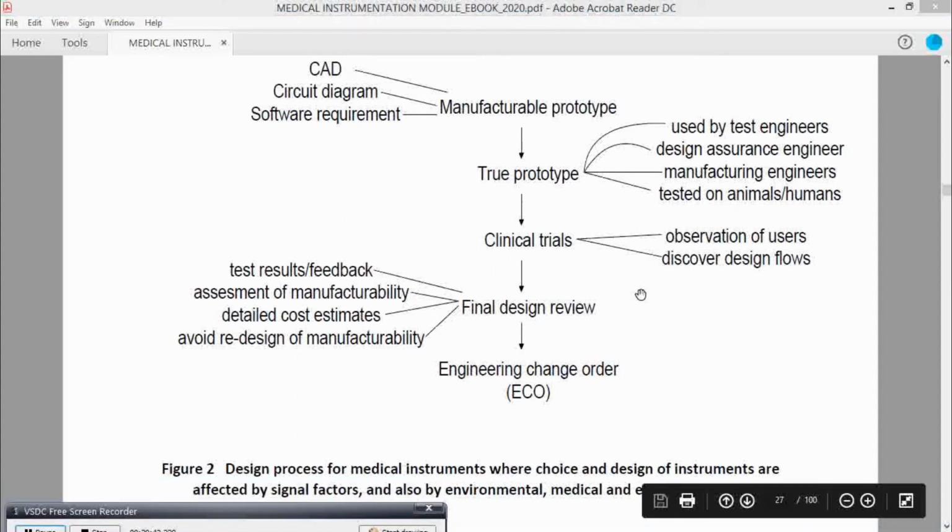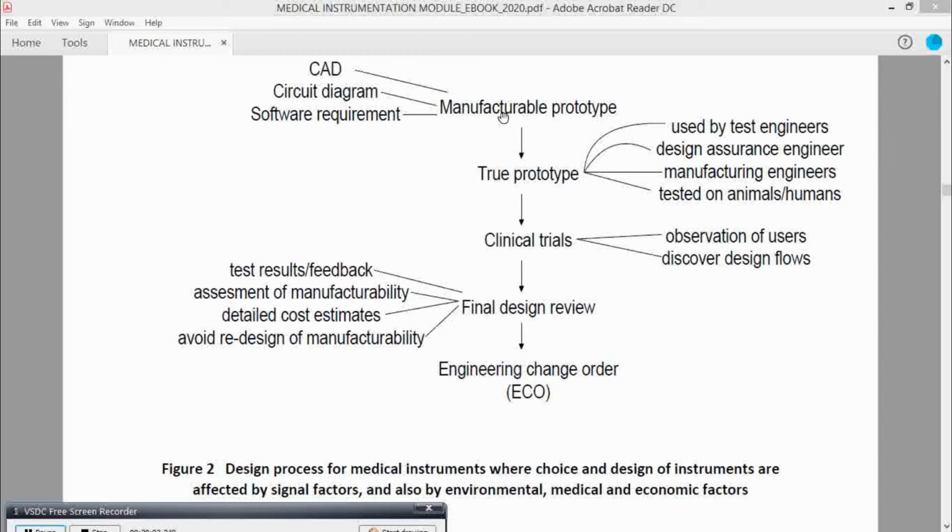Right. So the flow is manufacturable prototype. Prototype means your current design, right? So this is what you can manufacture, and then through prototype, clinical trials, right? Final design review, engineering change order.